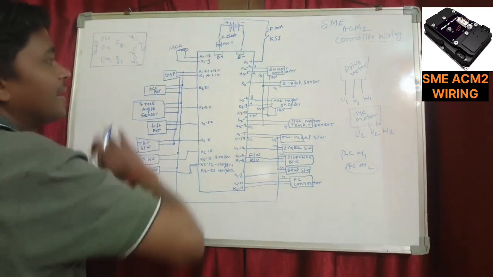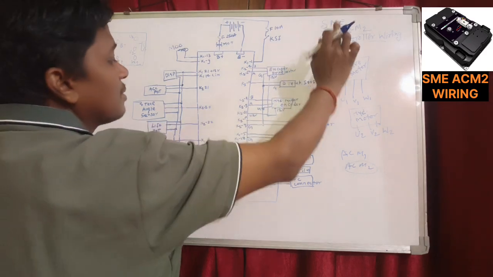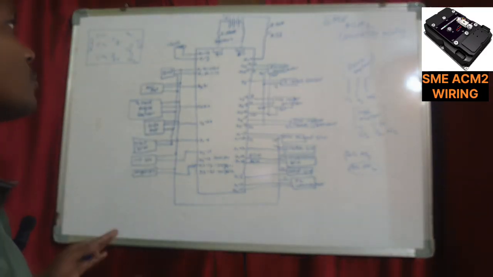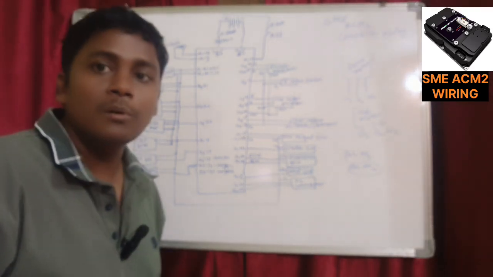This diagram is for the ACM2 controller. This will drive two BLDC motors. So friends, I will start the video.